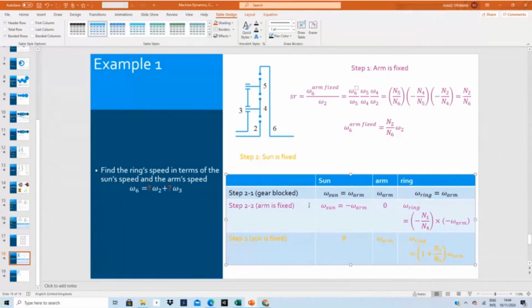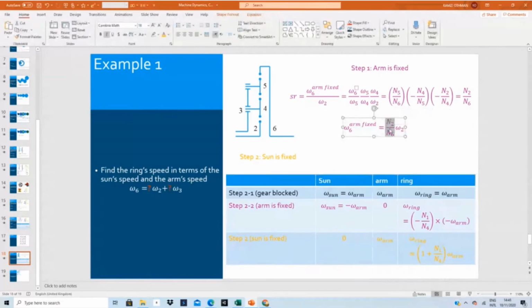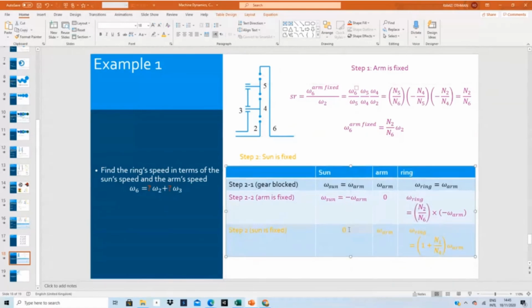In step 2-2, I will assume the arm is fixed, but the sun has negative omega of the arm. So we are exactly in step one, but with omega 2 equal to minus omega r. So I will have N2 over N6 times minus omega r. Later on, I will need to add them together. For the sun, in the first sub-step it is omega arm, then negative omega arm. If I add them, it is zero. For the arm, in the first sub-step it is omega arm, then it is zero. At the end, I will have omega arm.